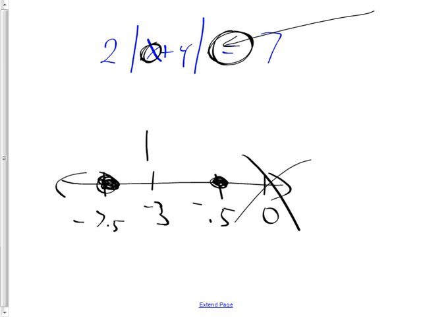I bet it's going to work inside. I'm going to test it, though. Negative 3. Positive 1. 2 times 1 is 2. Is 2 less than or equal to 7? So it works in there, and I bet it didn't work out here, did it? Okay, and it did or didn't?